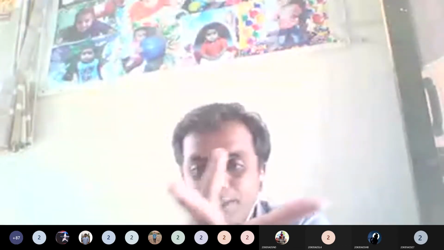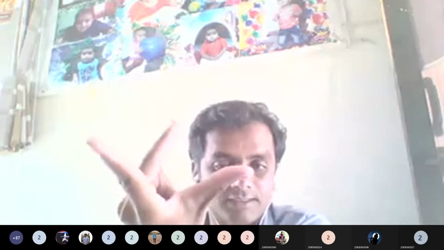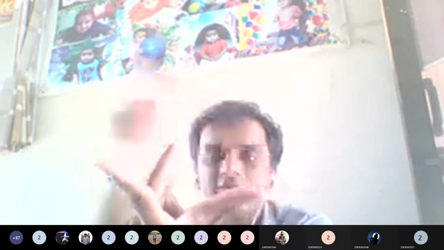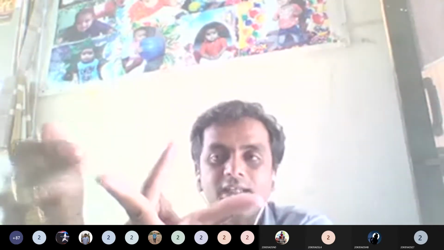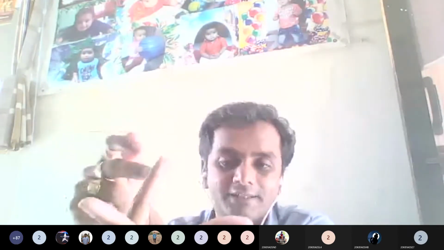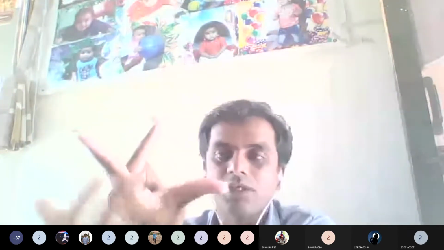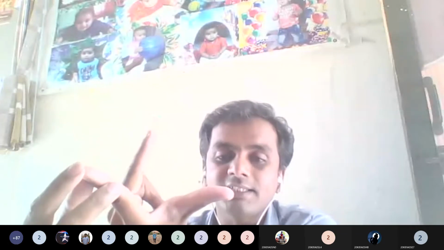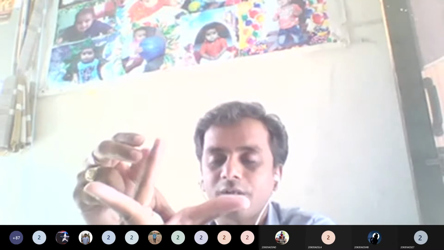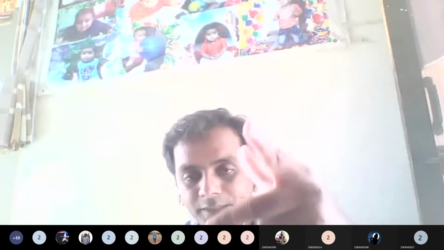I am keeping these four fingers perpendicular to each other. The first one, the thumb, is the force. The second finger is the magnetic field. The third finger is current. Simply, you remember it as FBI. The thumb finger is force, the index finger is the magnetic field direction, and the middle finger is the current direction. FBI: force, magnetic field, current.